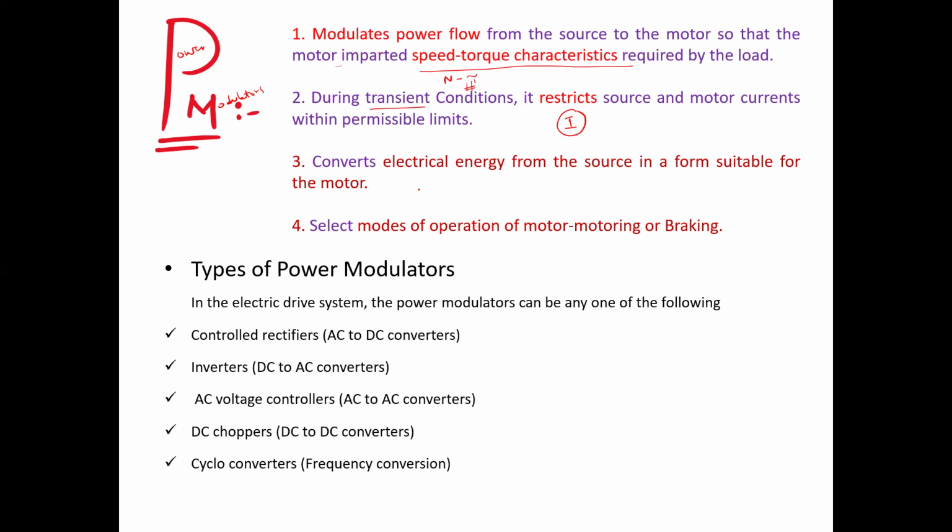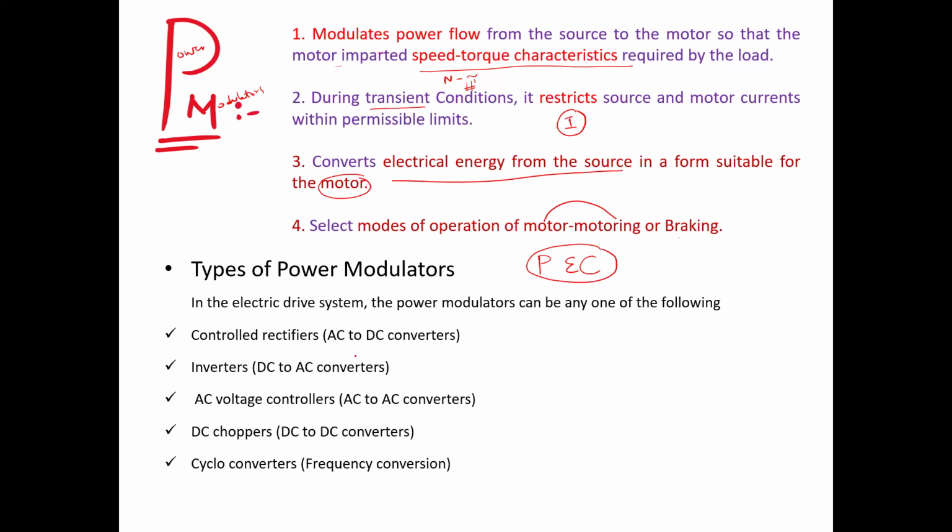The main intention of power modulators is to convert electrical energy from the source into a form suitable for the motor. That's the main intention. We can have different modes of operation, that is motoring action or braking operation. Everything is possible with power modulators. And we have different types of power modulators. We already wrote that one: power electronic converters.